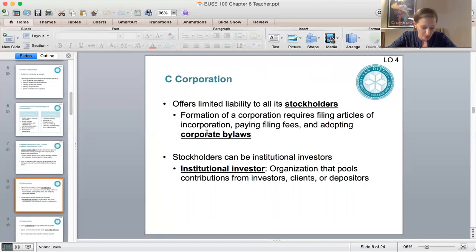A C Corp is the most basic form of corporation. It's limited liability. Every corporation is. All of the stockholders, and that's what we call owners of a corporation, have limited liability. We form it by issuing our articles of incorporation. We pay the filing fees. We adopt corporate bylaws.